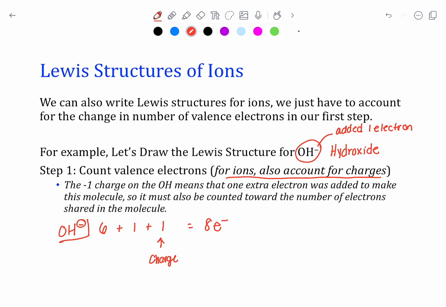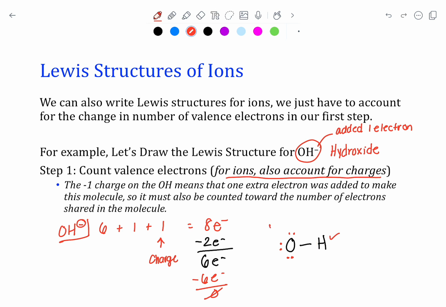Okay, so let's draw our structure. We have O bound to an H. I used up 2 electrons to draw that bond. I have 6 electrons left. I'm going to place that on my atoms to complete their octets. Hydrogen has a duet, so it's happy. So those 6 electrons are going to go on the oxygen. I have no electrons left, and that oxygen now has an octet.